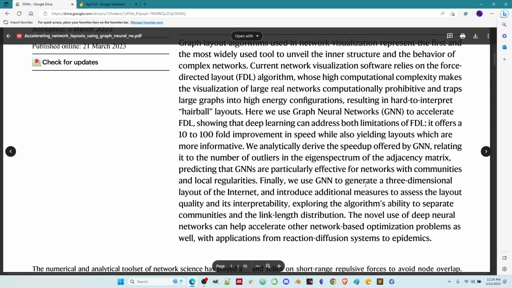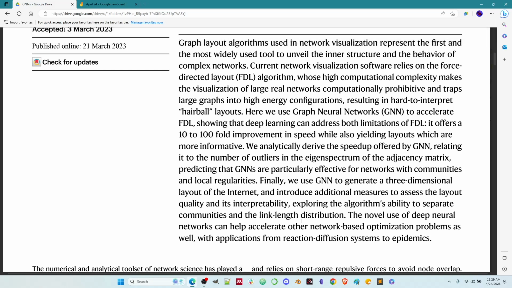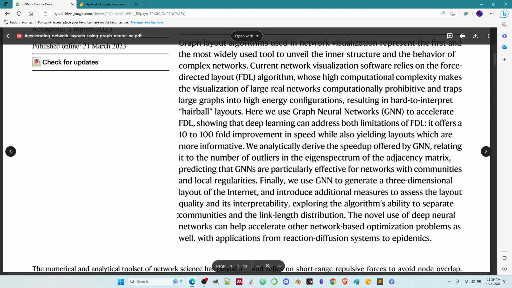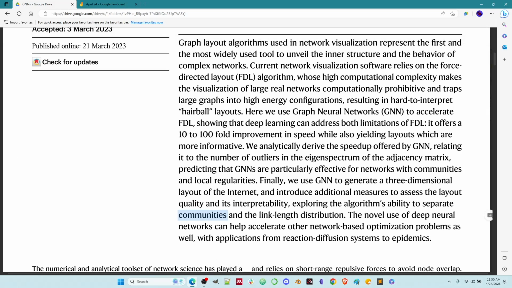Finally, we use GNN to generate a three-dimensional layout of the internet and introduce additional measures to assess the layout quality and its interpretability, exploring the algorithm's ability to separate communities and length distribution. So length is the length of the links in space. It's not the weight, it's the length, physical length. And then community finding and community discovery have been big topics in network science. And so there's been this quest sort of to find the optimal number of communities in the graph, or the clusters of activity in a graph.